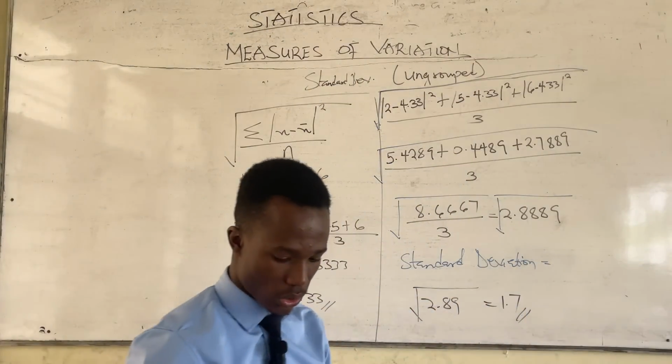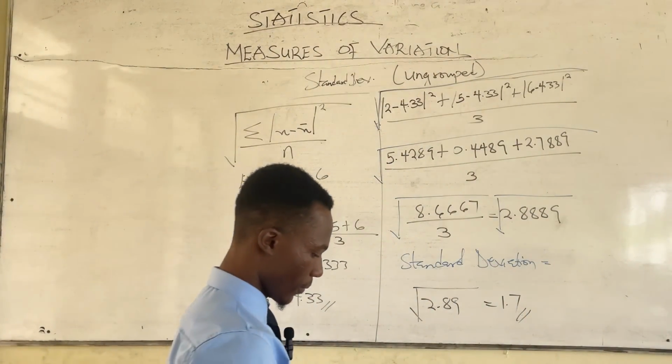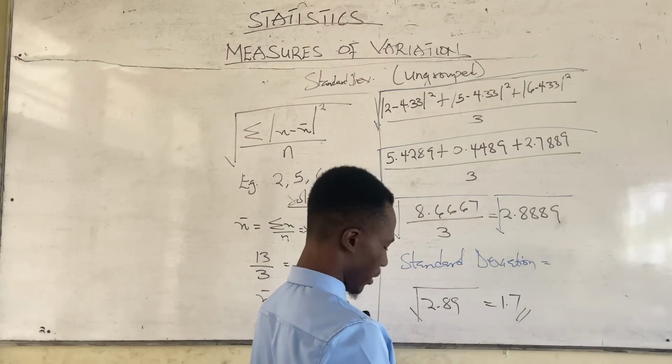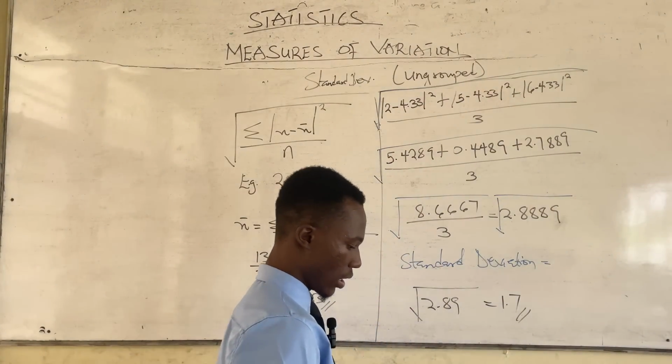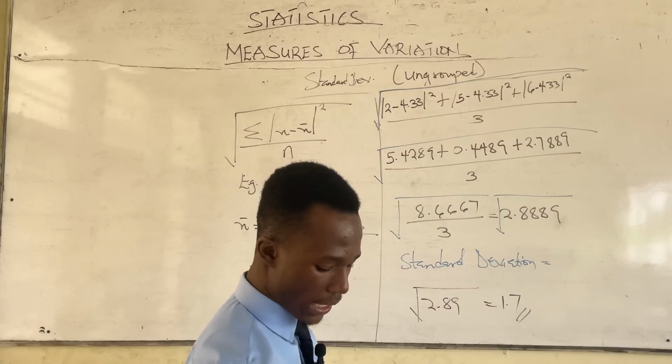So let us square root 2.889, and we have 1.6996.